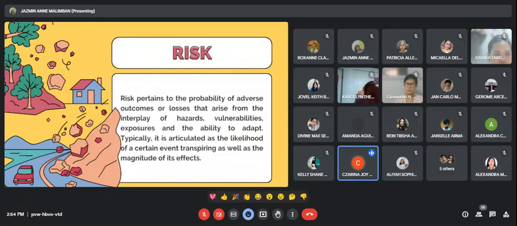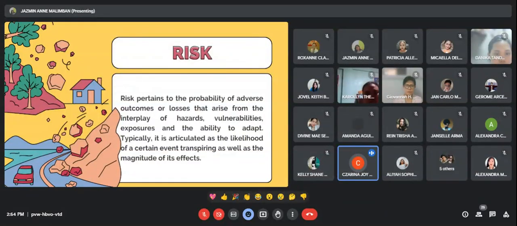And these unexpected events can be natural or man-made disasters, kagaya na lamang po nung bagyo, baha, lindol, sunog, and gera na pwede nga pong mag-cause sa atin ng harm. So dito din po papasok yung kung gaano po kataas yung risk na ma-harm tayo at kung paano naman po yung magiging action natin kapag napunta po tayo sa ganitong sitwasyon.